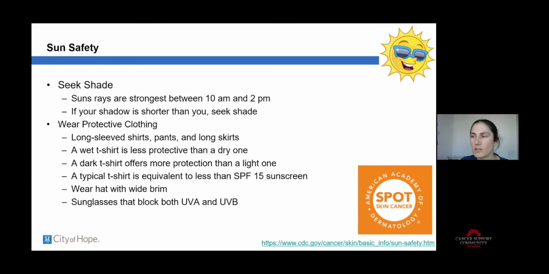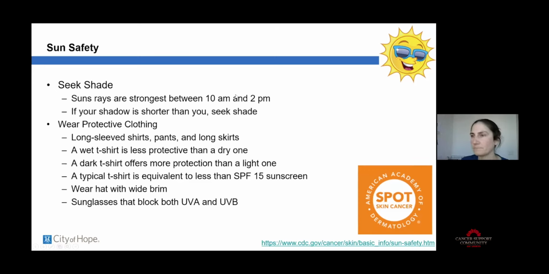So long sleeve shirts, pants, long skirts, just a couple of things that are important to note. A wet t-shirt is actually less protective than a dry one. It doesn't really offer much protection at all. So people that are swimming with a t-shirt, once it gets wet, not really very helpful. But if you have a dark one, a little bit better than a light one. And the typical t-shirt provides an SPF of about 15. But it's good to wear a hat with a wide brim, protect your face, and sunglasses that block out both UVA and UVB.